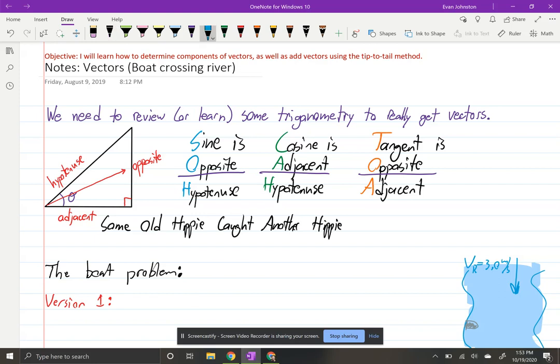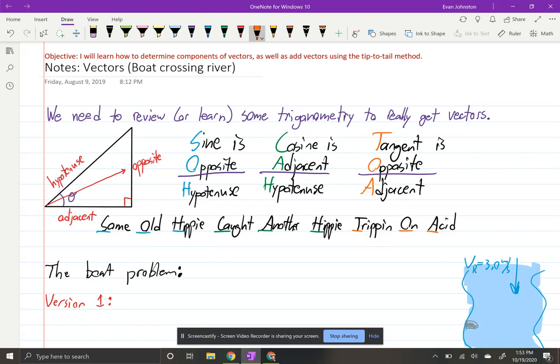So we have SOH, CAH, TOA. Tripping on acid. Some old hippie caught another hippie tripping on acid. SOHCAHTOA. Like, please make up your own silly, absurd thing.